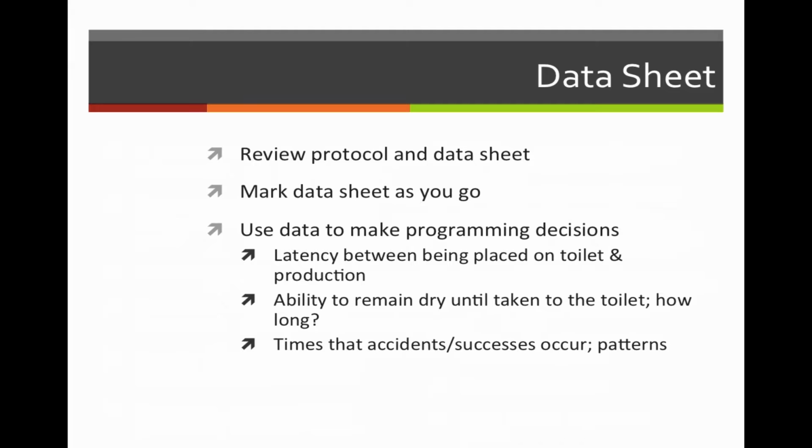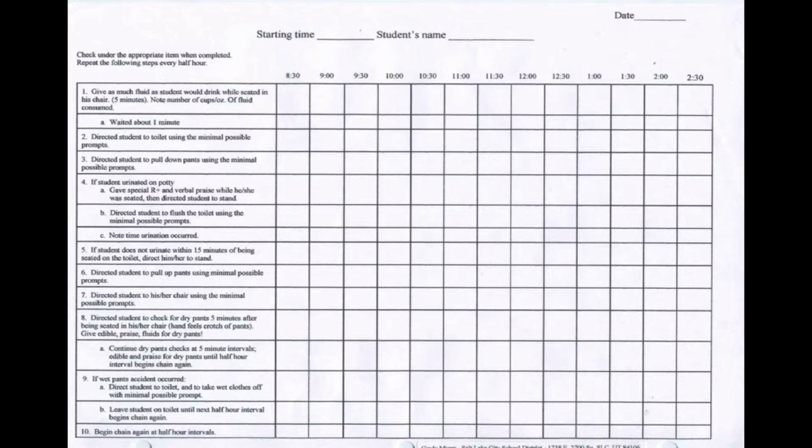How long? Are they lasting 5 minutes, 20 minutes, an hour? You'll notice here we're not going to wait an hour, but how long are they able to stay dry? And then we're also looking to see if there are patterns of times that accidents happen, or what's really successful. Sometimes we see a lot of accidents around recess or lunchtime because a kid just doesn't want to take the time to go when they're going to miss out on their selection of activity or hanging out with friends. So pay attention to those patterns.